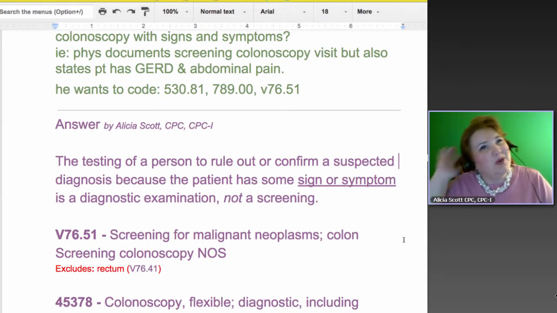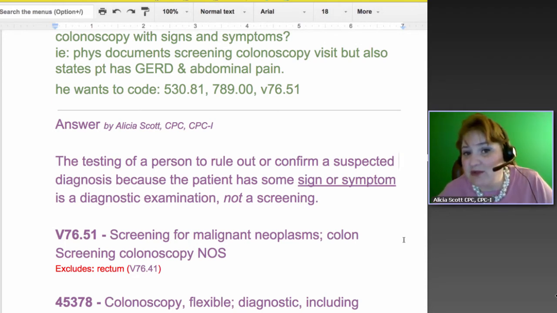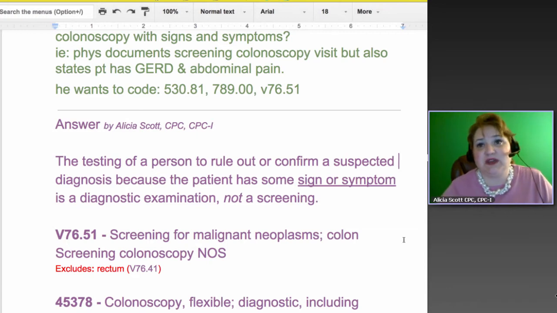Now, you think, well, why would they do a colonoscopy if somebody has GERD? Well, it is actually all attached there, right? Even though they'll probably end up doing an upper endoscopy, they're doing a colonoscopy because he's got abdominal pain. And it doesn't state where the abdominal pain is. This could be lower abdominal pain. So with the information that we're given, we're assuming that these are signs and symptoms for the cause of having a colonoscopy, right?